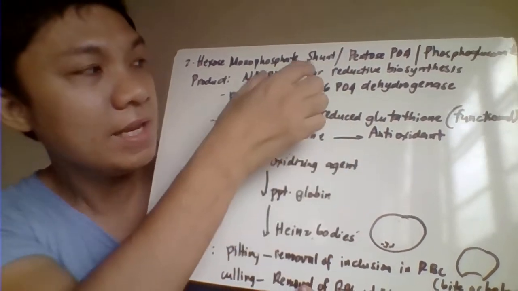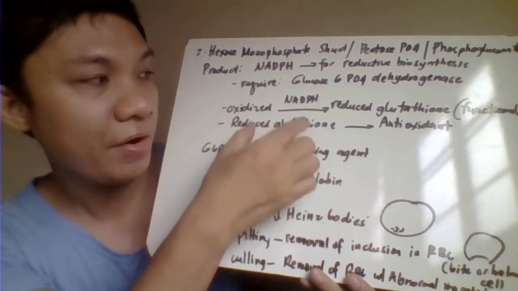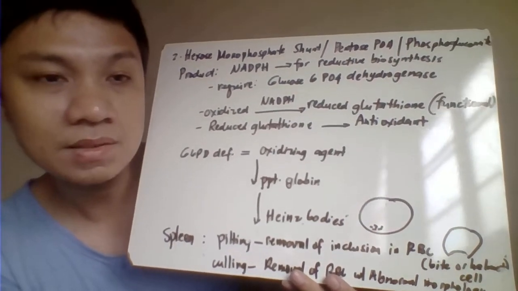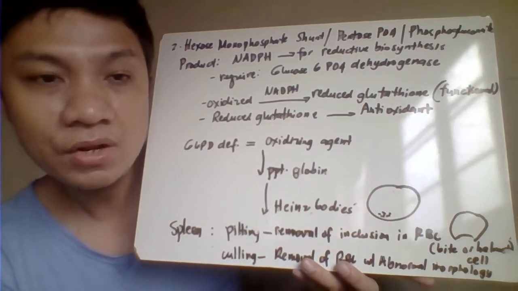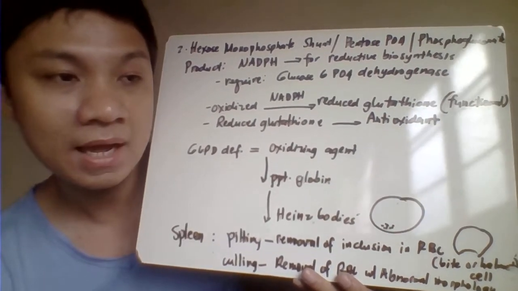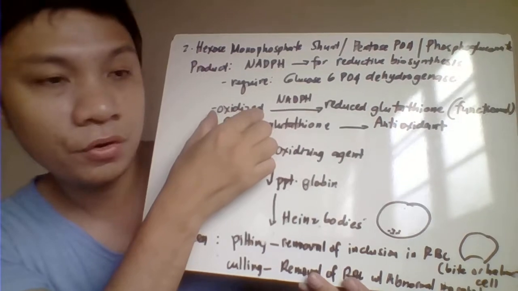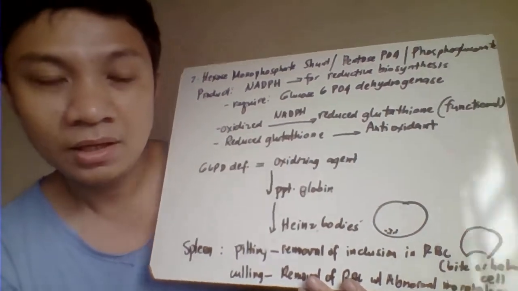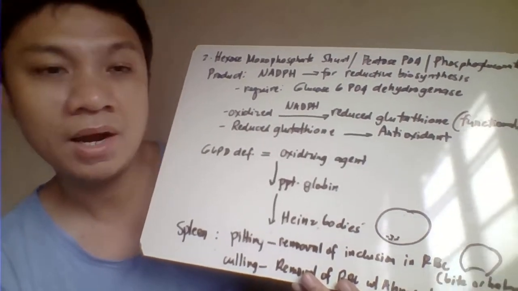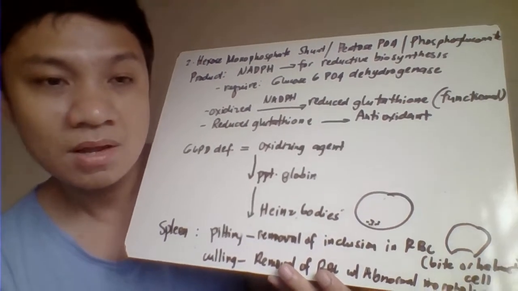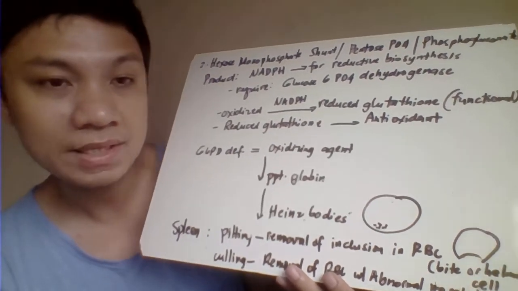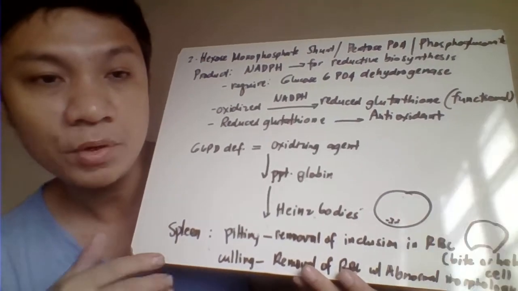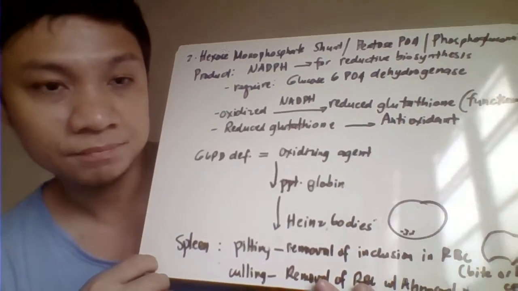Okay, so NADPH is needed by the RBC for its reductive biosynthesis. Pag sinabing reductive biosynthesis here, ito magiging source ng energy natin para ma-recycle natin ang ating glutathione. So, we have here the oxidized glutathione versus your reduced glutathione. Your glutathione in your body serves as our antioxidant that would protect our red blood cell against your oxidizing agent. So, pag may nakita na oxidizing agent ang ating RBC, that will be protected by your glutathione.